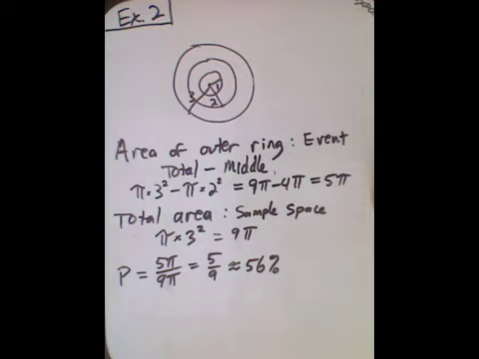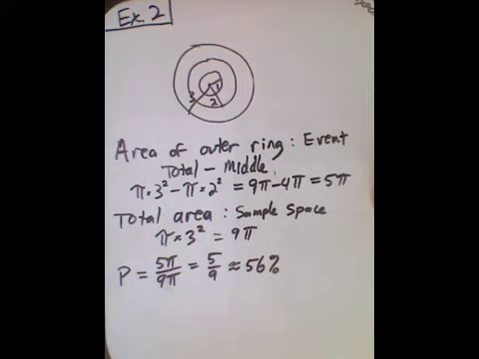Your book gives us another good example of this. Example 2, basically a really, really bad darts player. This person is so bad that all we can do is guarantee that they'll hit the board. But other than that, where the dart lands is completely random. That's kind of like the way I play darts. So they want to know what the probability is that this person lands their dart in the outer ring.